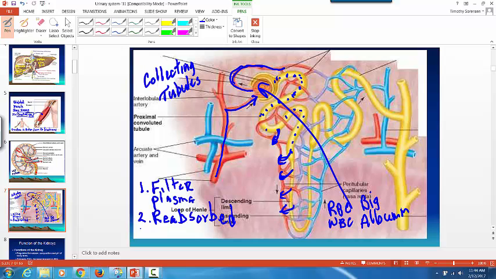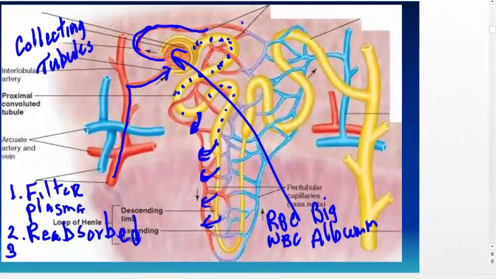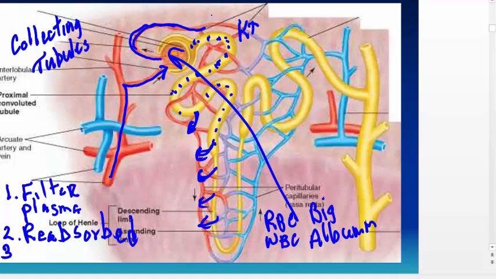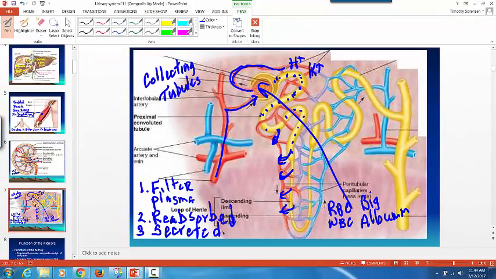right? And then finally, some things in the blood just can't be filtered by the glomerulus. I'm not going to get into why, but the two big things that have a hard time being filtered by the glomerulus are potassium and hydrogen ions. And those have to be actively secreted. So they remain in the blood, and if the nephron wants to get rid of them, you've got to push them out into the collecting tubules so they can be peed out.